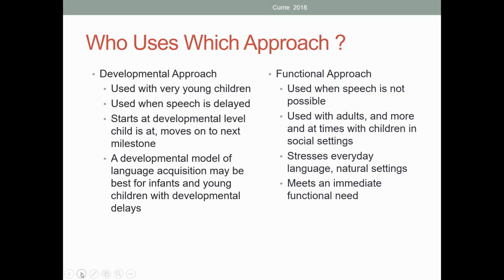The functional approach is often used when speech isn't possible. So you might use it with an adult, let's say, who is in a social setting and wants to be able to say happy birthday to a friend who's coming into the classroom. So you would set something up where maybe a Big Mac that they would touch and it would say happy birthday to the person walking in the door. It stresses everyday language in a natural setting, and it meets an immediate need. So saying happy birthday to somebody who walks in the door might be more important than use of pronouns or plurals. So it's an immediate need.